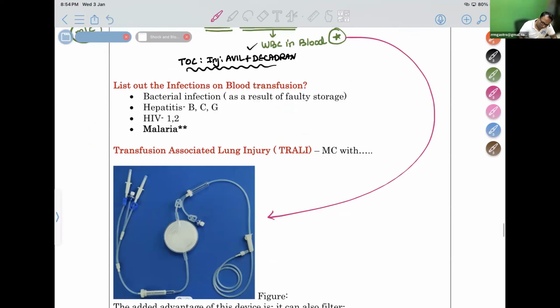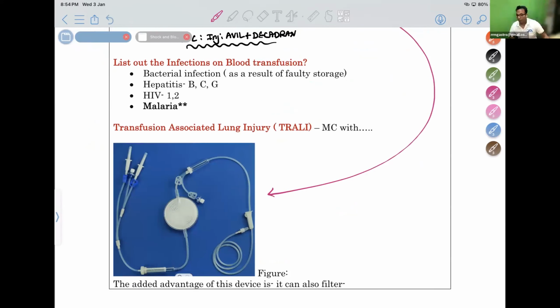This is a very interesting filter, which you definitely would not have seen in our hospitals. In our medical college hospitals, we would not have seen this.